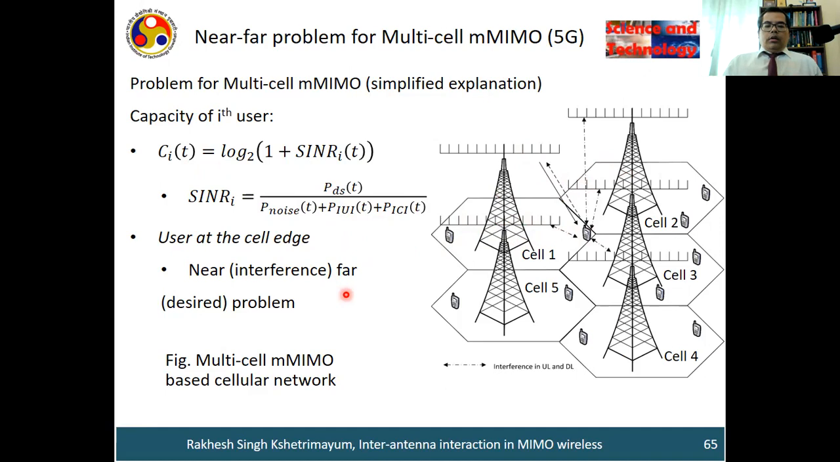So there is a cure for that. People are proposing something called cell-free massive MIMO.